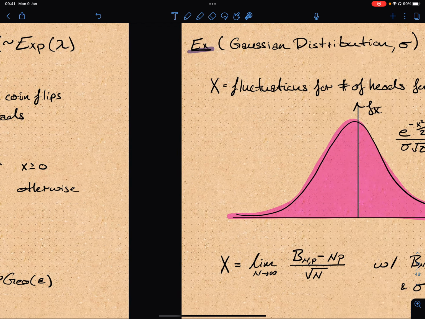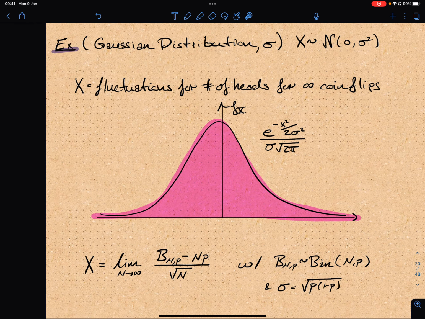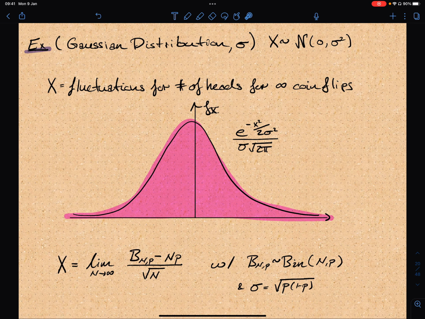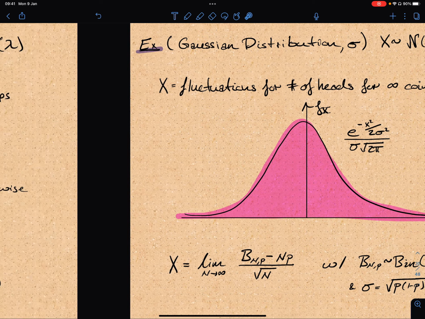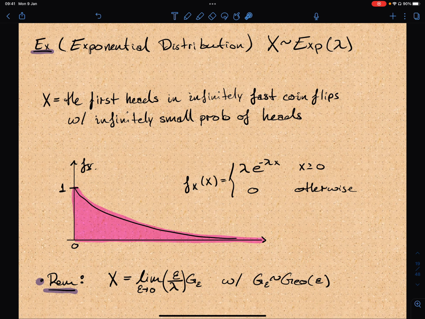And let's see, we have this one last distribution. But actually, before I move on to that one, let me add an additional note that this exponential random variable has a memoryless property.